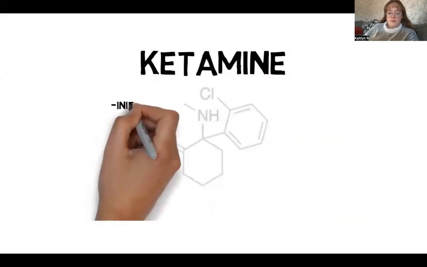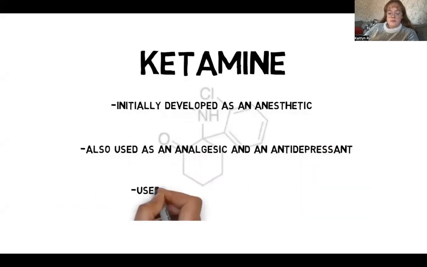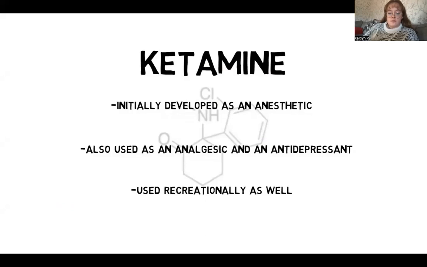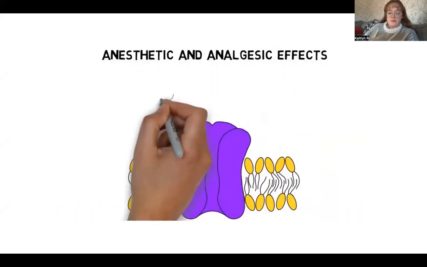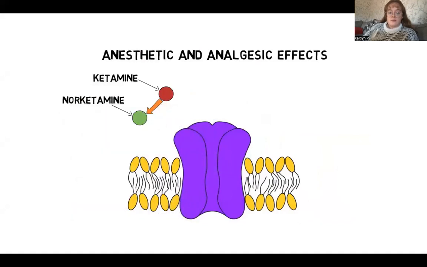Ketamine was initially developed as an anesthetic, but today it is also used as an analgesic and an antidepressant. It has been used as a recreational drug since the 1970s. After administration, ketamine is rapidly and extensively metabolized into an active metabolite called norketamine, which is thought to play an important role in ketamine's anesthetic and analgesic effects. Ketamine and norketamine both act at a receptor for the neurotransmitter glutamate, called the NMDA receptor. Glutamate is the primary excitatory neurotransmitter in the brain, and ketamine and norketamine act as antagonists at the NMDA receptor, which means that they block the receptor and inhibit activity there.